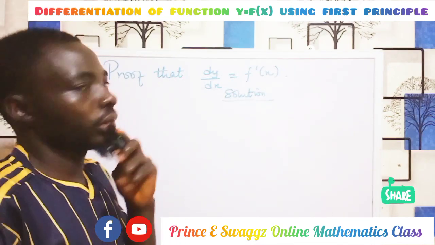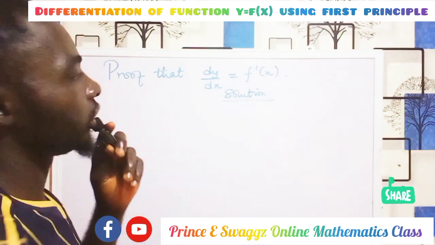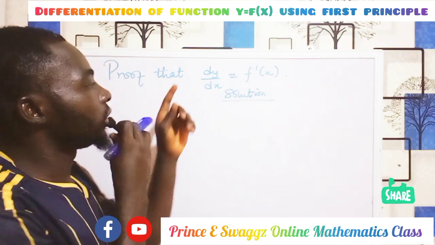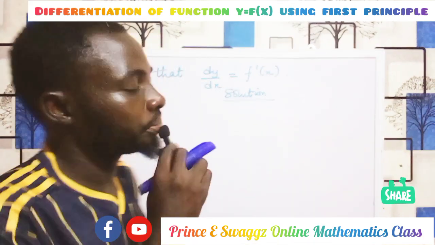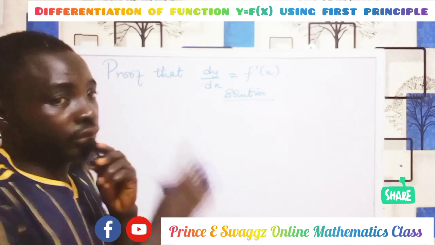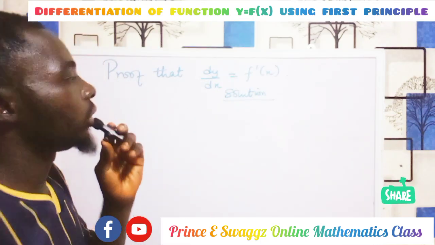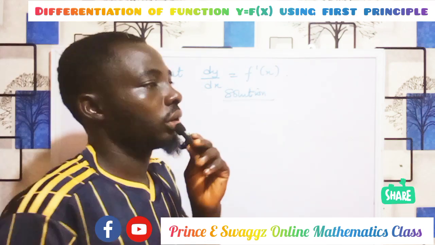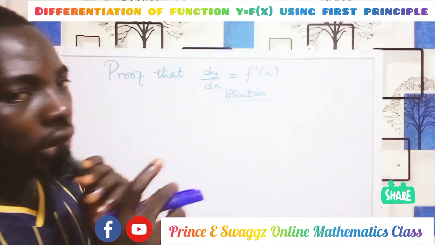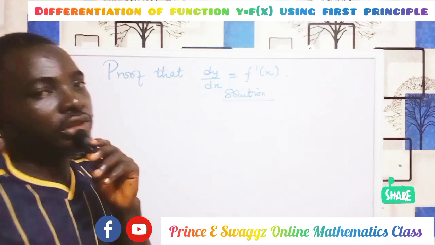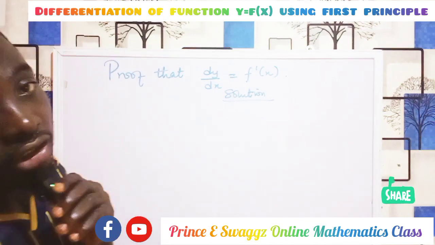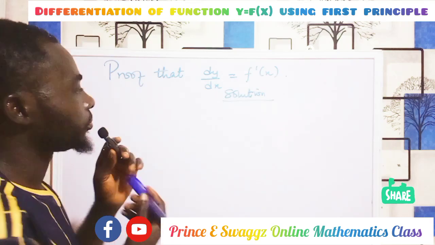Today we are proving why dy/dx equals f prime of x. And to prove this, we are going to use our knowledge of first principle to prove that dy over dx equals f prime of x.